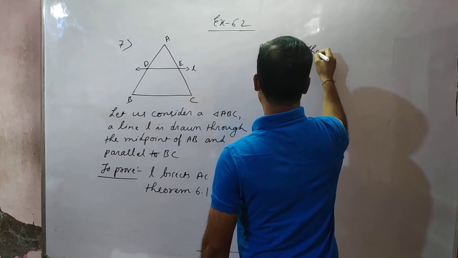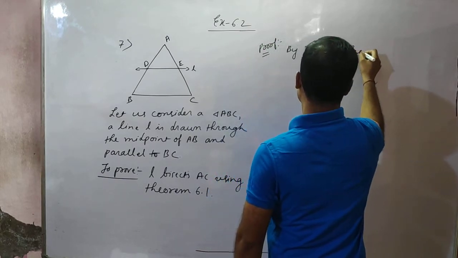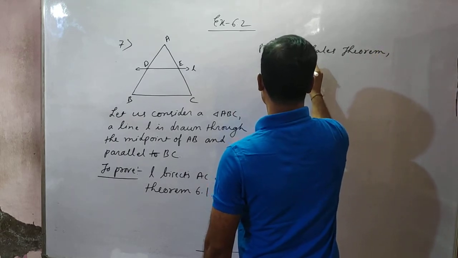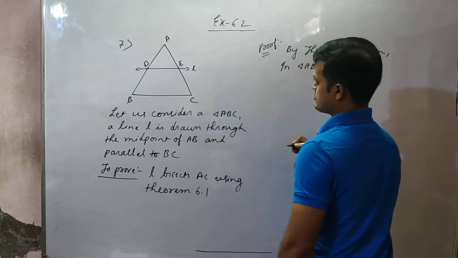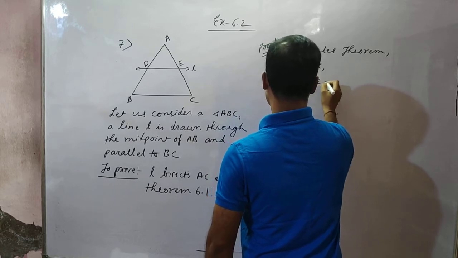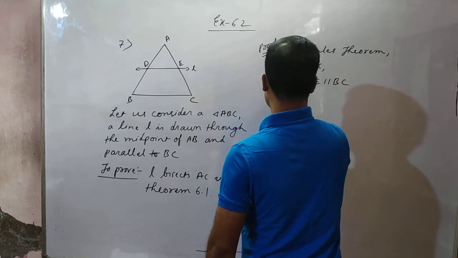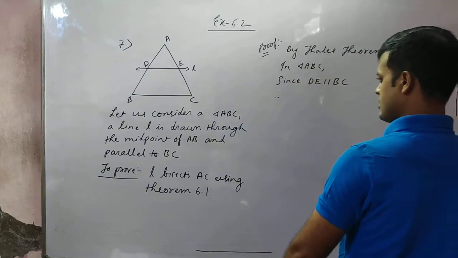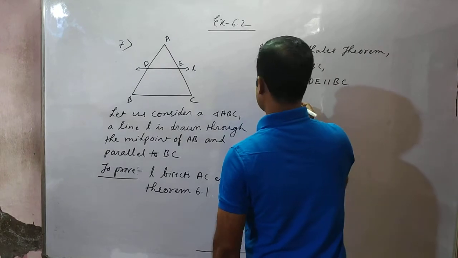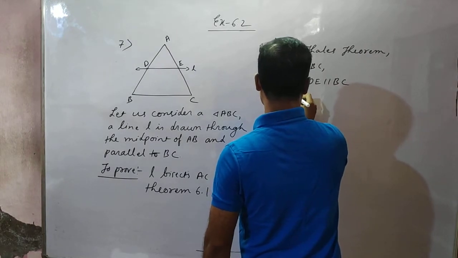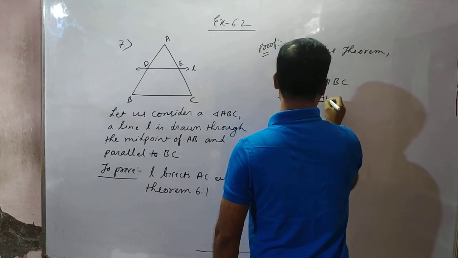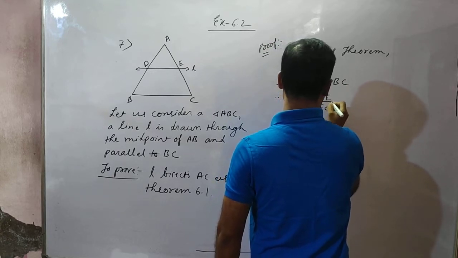By Thales theorem in triangle ABC, students, since DE is parallel to BC, therefore AD by DB is equal to AE by EC.